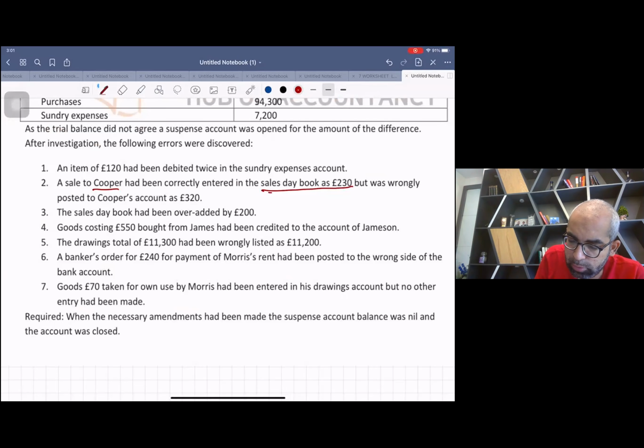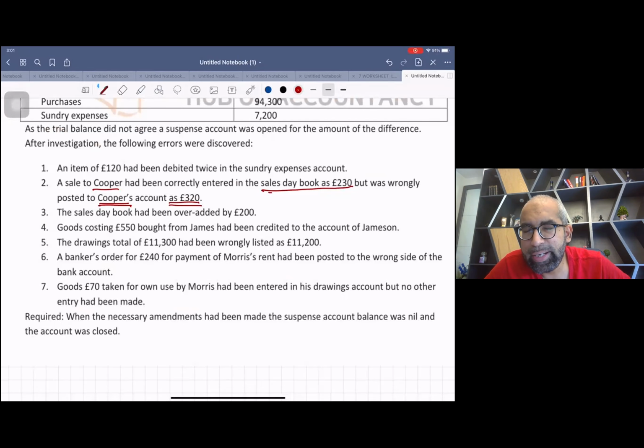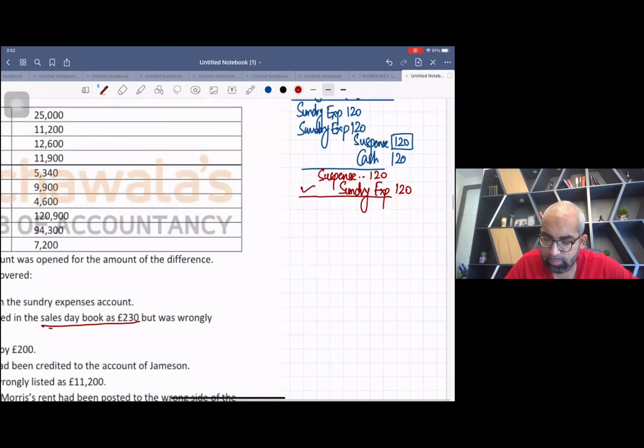But it was wrongly posted to Cooper's account as 320, right? Okay. Now that means the error is in Cooper's account only, the debtor's account, sales is perfect. Now student, first tell me what is the correct amount. 230 is the correct amount. And you know, sales day book means credit sales. Okay, so now let me teach you this.